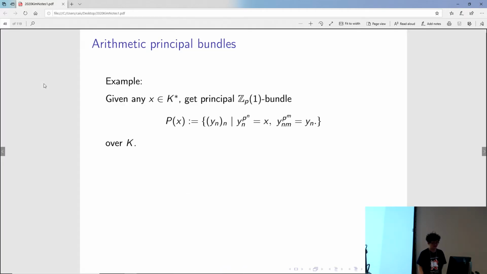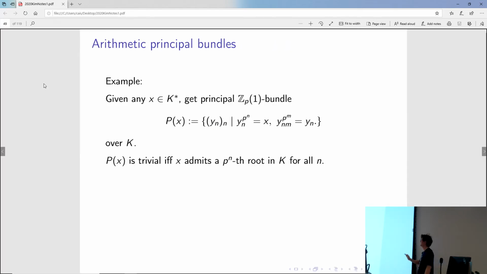So here's an example of an arithmetic principal bundle. Right? So you just take any element x of your field K, that's not 1, for example. Then you get a principal Z_p(1) bundle by considering p-power roots of that. So the trivial principal bundle is where x is 1, but all other elements will give you things that admit actions or compatible actions of p-power roots of unity.